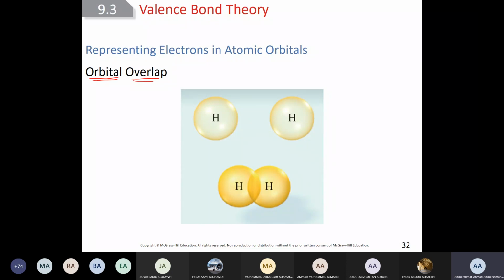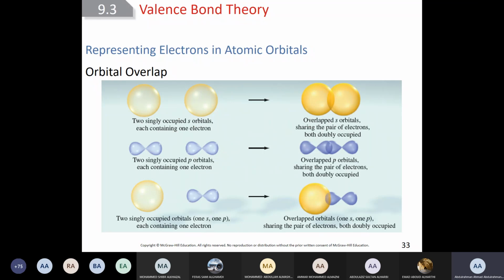Like this is a hydrogen. This is the 1s orbital of the hydrogen, interacting with the 1s orbital of the hydrogen to make this bond. This is how the bond takes place: interaction between the orbitals to make the bond. This interaction can be between S and S, or P and P, or S and P, or all of these can interact with each other to make the bond.